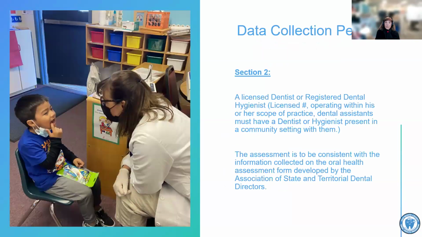But I want to talk to you also about the data collection person. I did have some problems with this. You do need to be a licensed dentist or dental hygienist of any capacity, because on the form, and we use the July 2022 forms, you have to have the name of the dentist or hygienist, you have to have your license number. And if you're going to be a dental assistant working with a dentist or a dental hygienist, that's fine too, as long as everybody is being consistent with the Association of State and Territorial Dental Directors so that it can be more consistent.